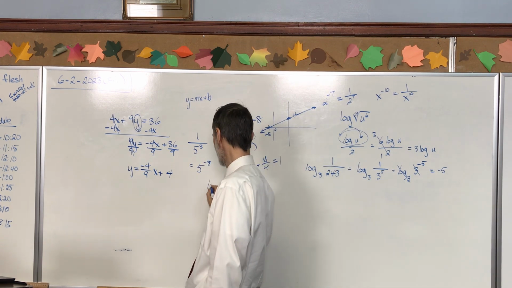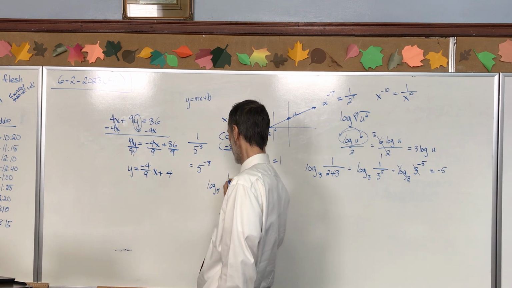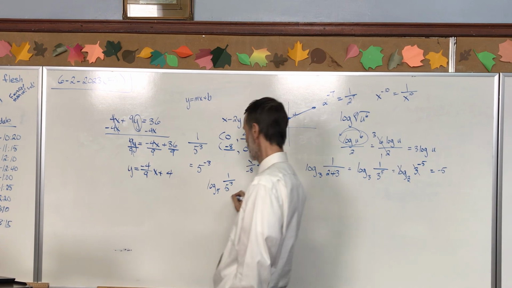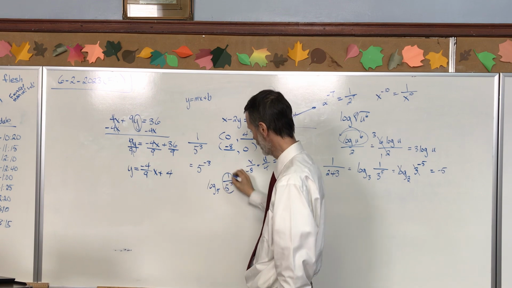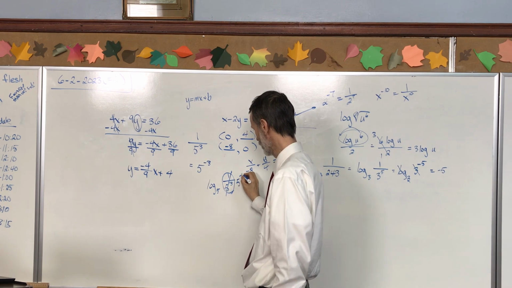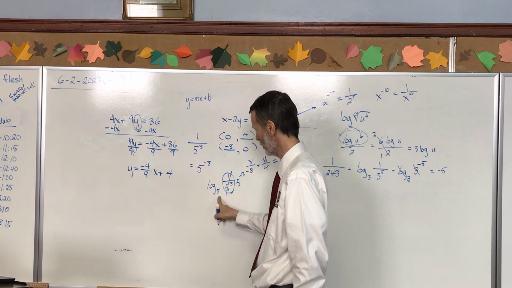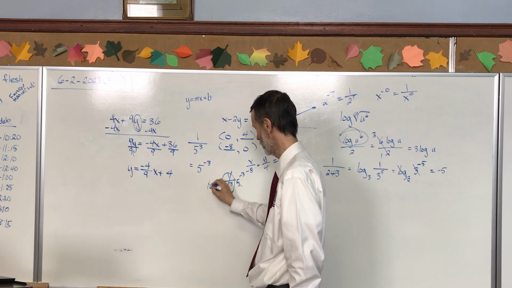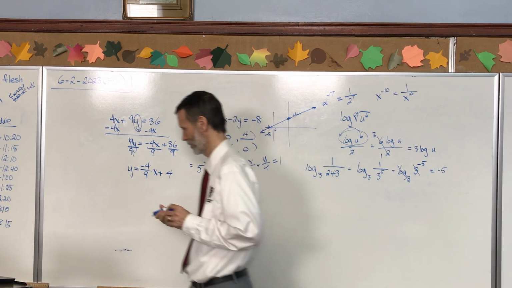So if you're doing log base 5 of 1 over 5 to the 3rd, you can't do it yet. You have to rewrite this. It's 5 to the negative third. Now, log base 5 and base 5 cancel. You're left with negative third.